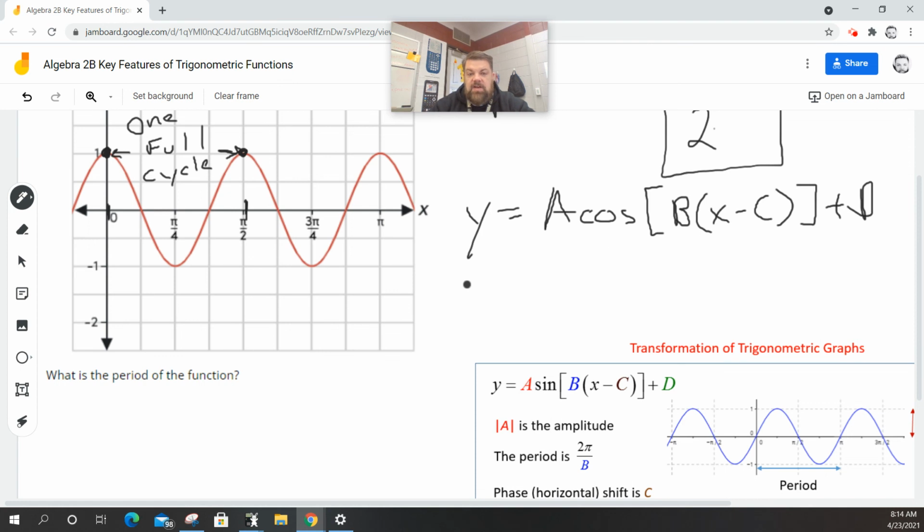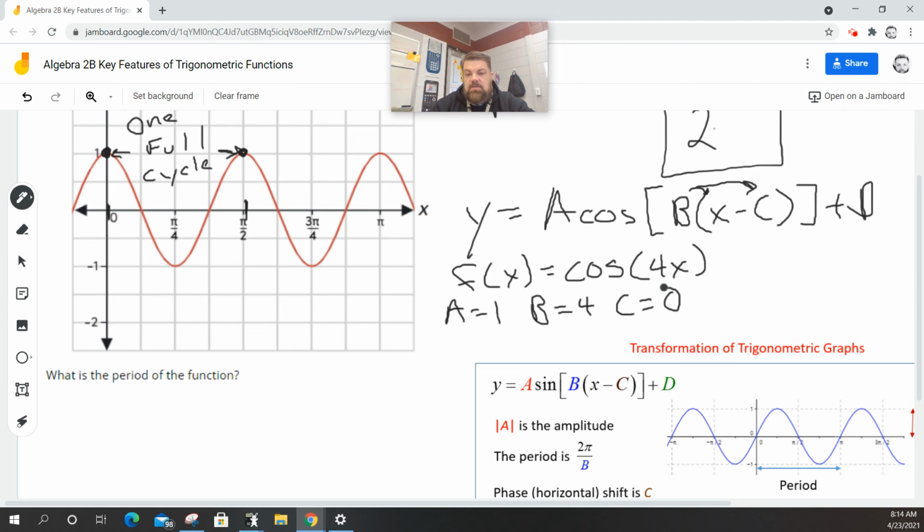So if I have f of x equals cosine of just 4x, if I distribute this through the parentheses, I would get 4x. But here's the thing. A equals 1. B equals 4. C equals 0. And D equals 0.